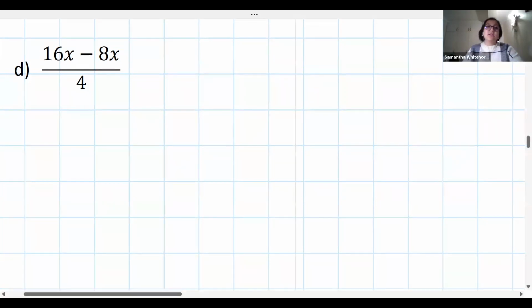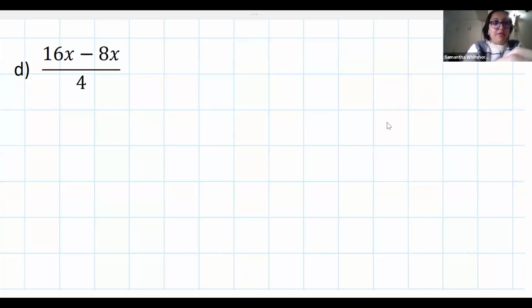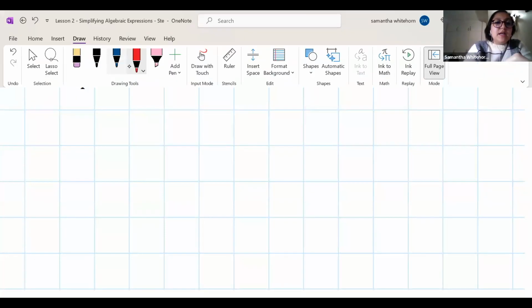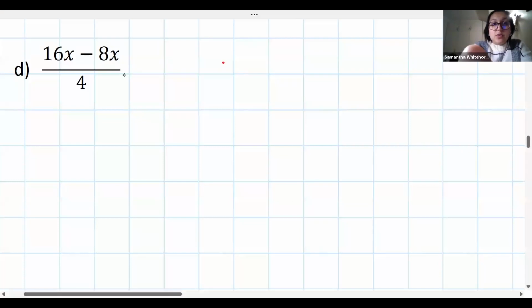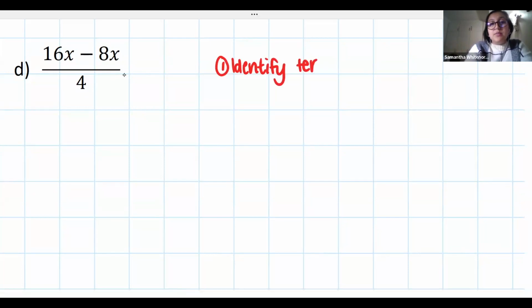Let's do step 1 first. Remember, step 1 is identify your terms. To do that, we use the plus and minus signs in the expression, but we ignore any plus or minus sign inside a bracket or a fraction. So I'm ignoring that negative. I've got no other plus or minus signs, so this whole fraction is actually just one term. I'm working with one term.